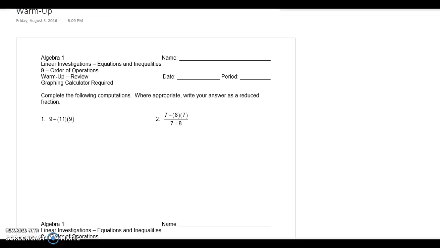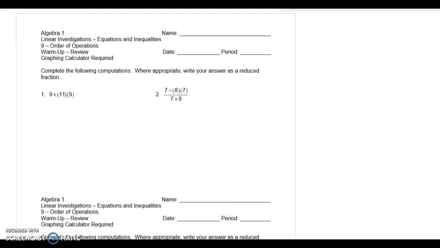In section 9, we're looking at order of operations. So in the warm-up here, we're asked to compute the following computations. We've got 9 plus 11 times 9. And to do that, we're going to follow order of operations, which we're going to start, generally speaking, with any parentheses that we've got. I do have some parentheses, but the way these are written right here indicates multiplication to me.